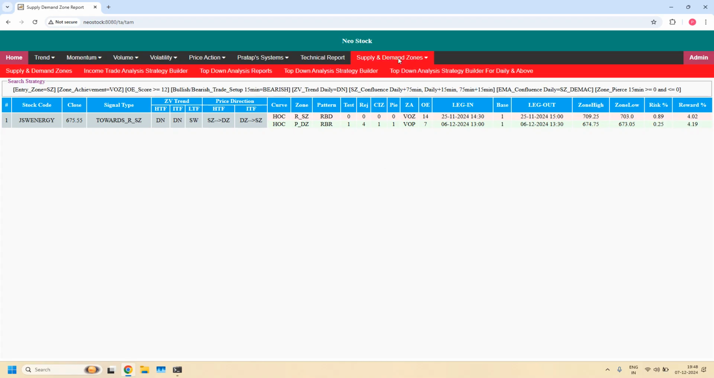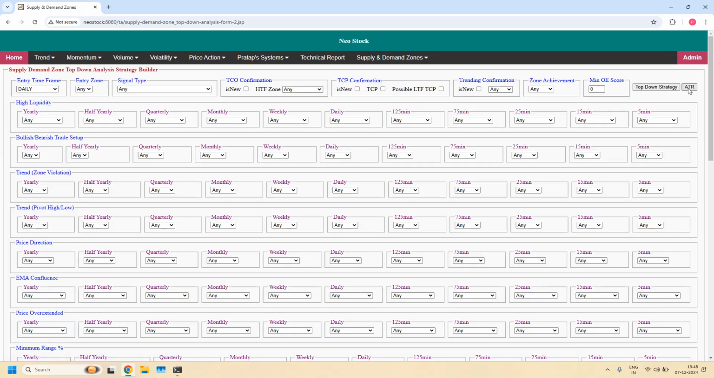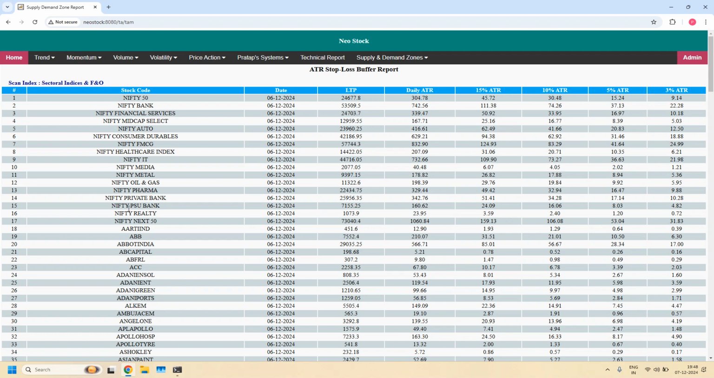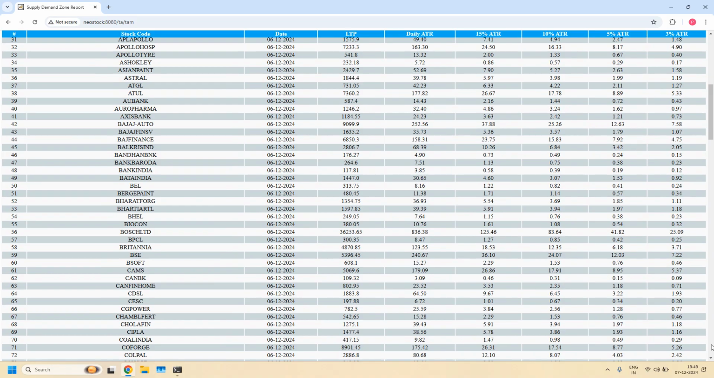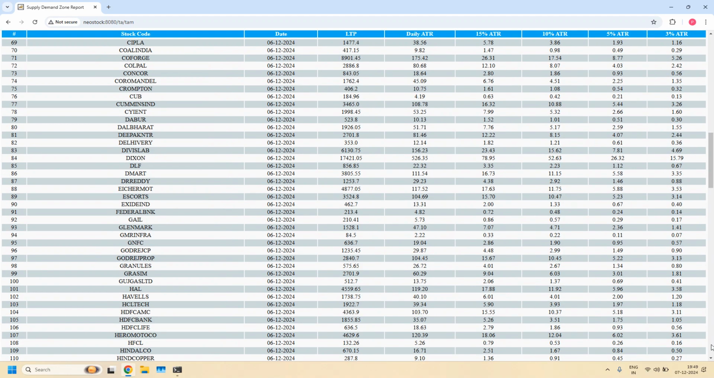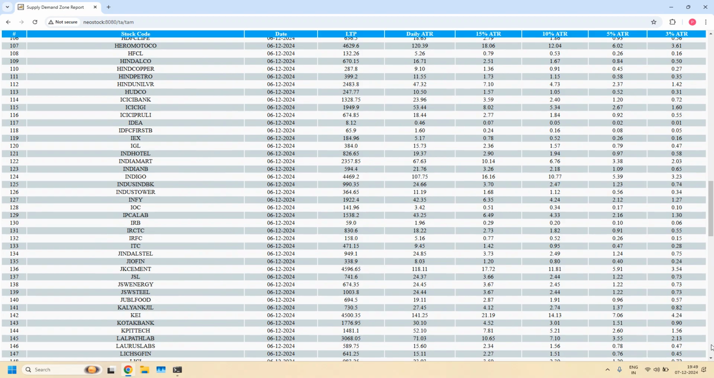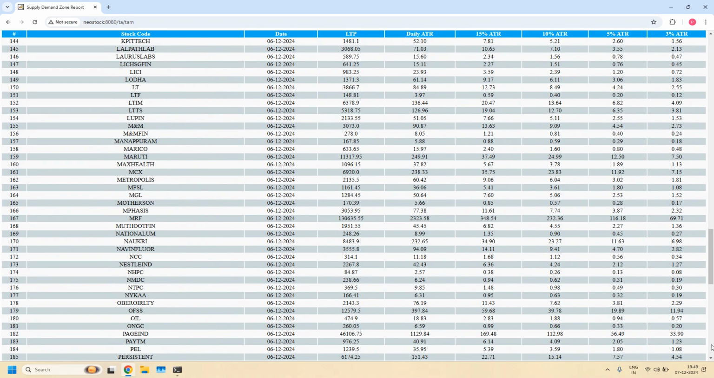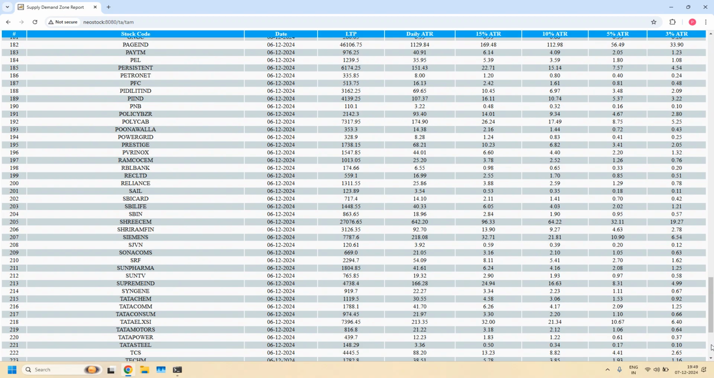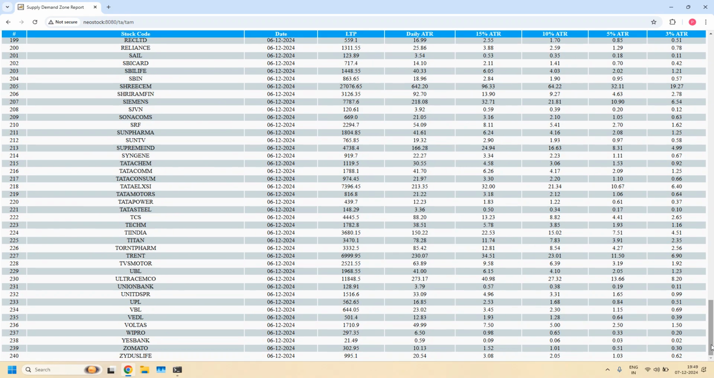Okay, in the final report, let us generate stop buffers based on daily ATR. First 17 in this list are indices, remaining all are equity stocks. I am scrolling the list down. Whichever stock you want to refer, please pause the video there and then you can proceed further. I am scrolling the list down. So this is the end of the report.